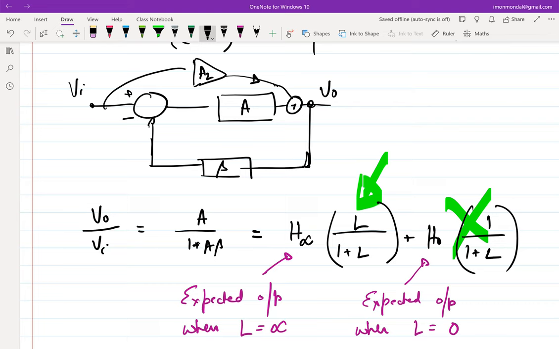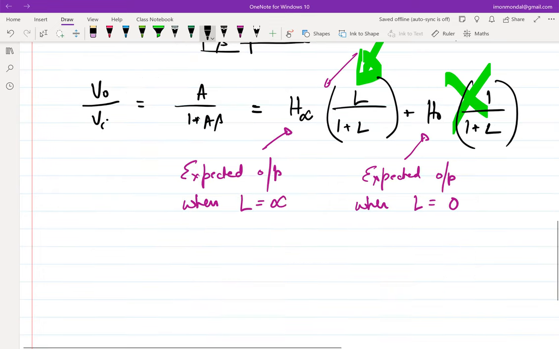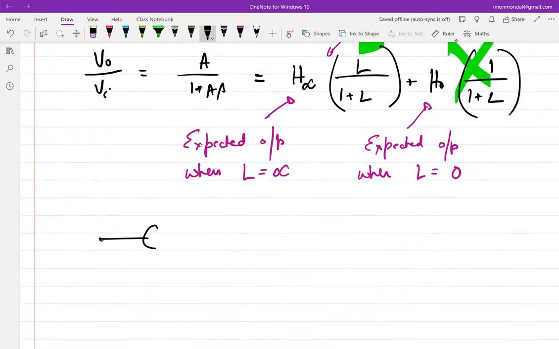But I would like to point out that you shouldn't bother about all those things too much as of now. All you have to ensure is that as long as L is infinity, you are getting H infinity. That is essentially the aim of this course. Another caveat that you should understand is if you read the literature, and let me write it down first, then I will talk about it.